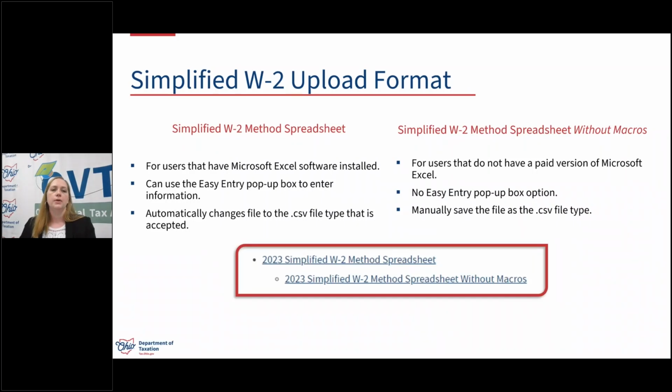If you noticed, there were two links for downloading the simplified W-2 method spreadsheet. The spreadsheet and then the spreadsheet without macros. So macros are what allow the spreadsheet to run things in the background and do things for you, such as that easy entry pop-up box and automatically changing the file type to CSV to be accepted for upload.